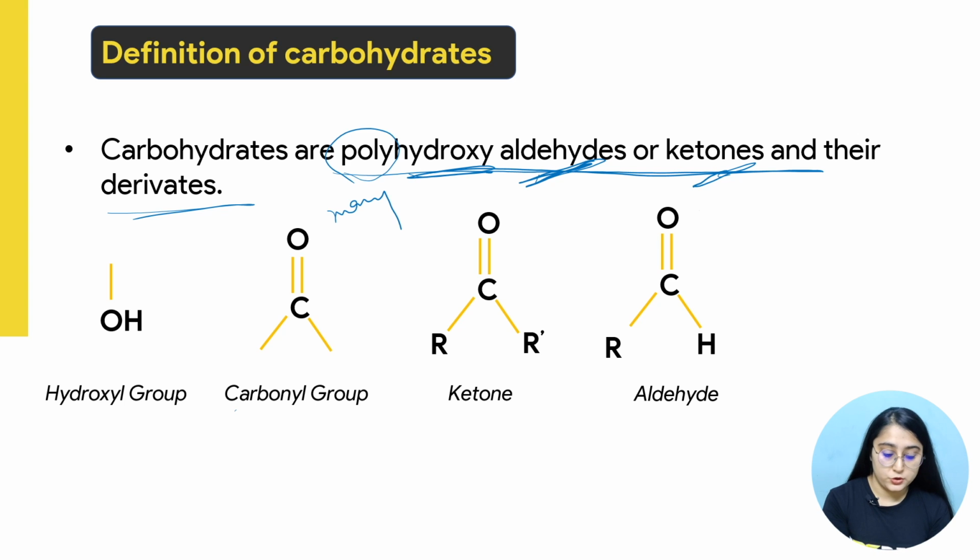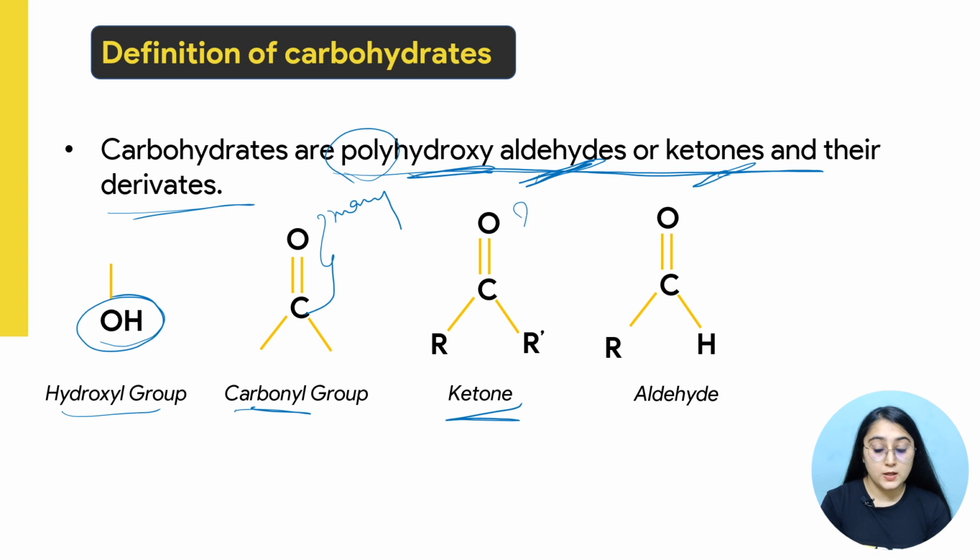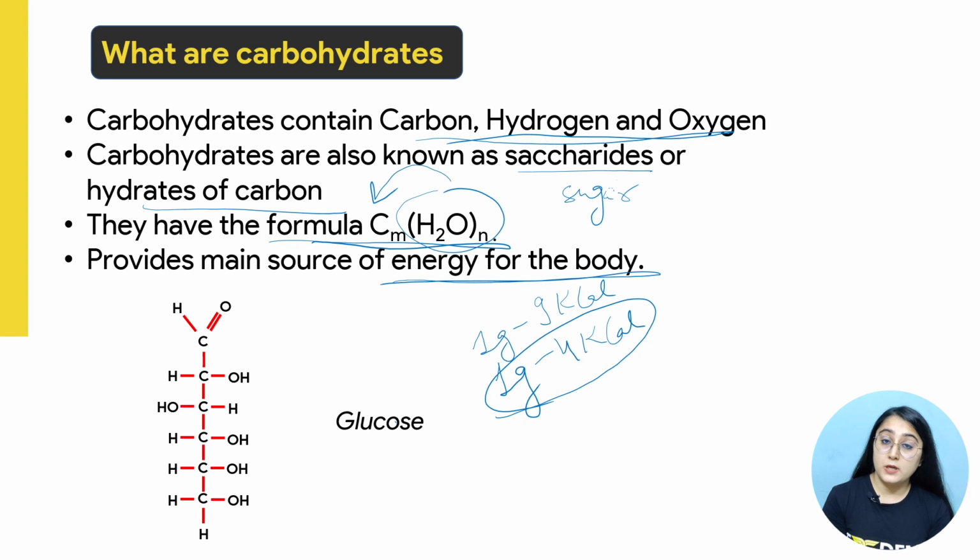Just for a quick revision, hydroxyl group is the OH group and carbonyl group is a C double bond O. A ketone group is when a carbonyl group has 2 R attached to it, and aldehyde is when a carbonyl group has 1 R and 1 H attached to it. If you look at glucose, which we have just seen as an example, we see that there are many OH groups attached to it. So this makes it polyhydroxy, and glucose is an example of a sugar containing an aldehyde group.